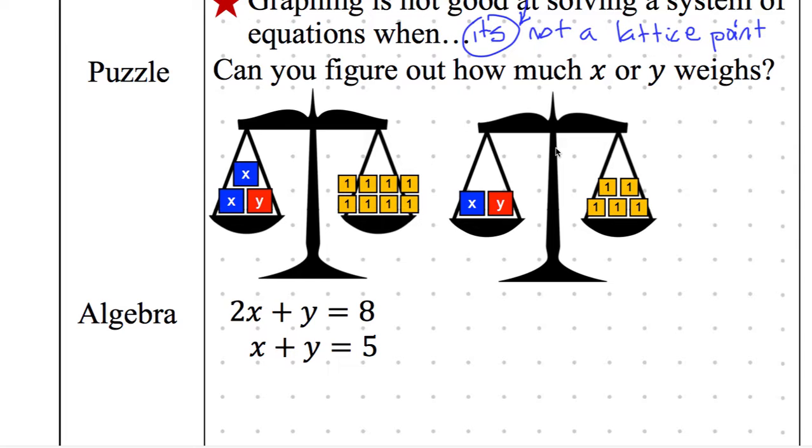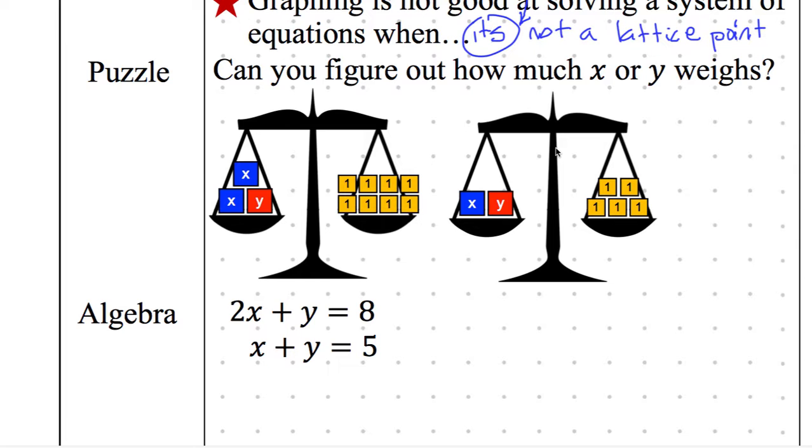So I saw that they added 3 to this. Here we have 8. There's 5 here. And I took away 3 from that, and I also took away this. So the answer would be 3.